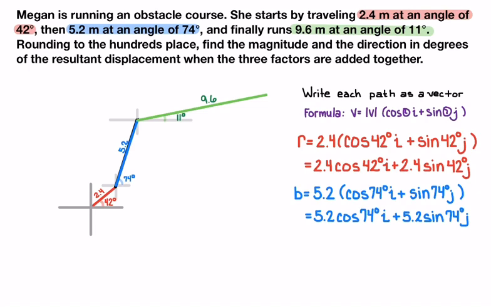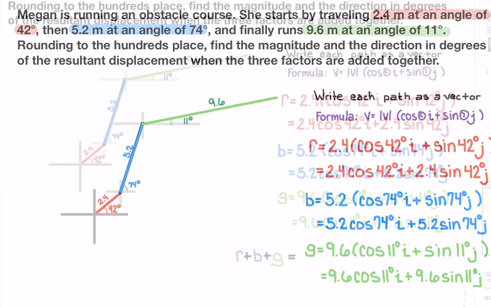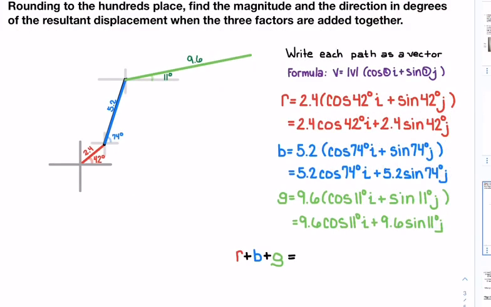I need to do this for each path, so my second vector is vector B, and I substituted my values. Lastly, the vector representing 9.6 meters at an angle of 11 degrees is as follows. Now that we've written an equation for each vector, we can add the three vectors together.